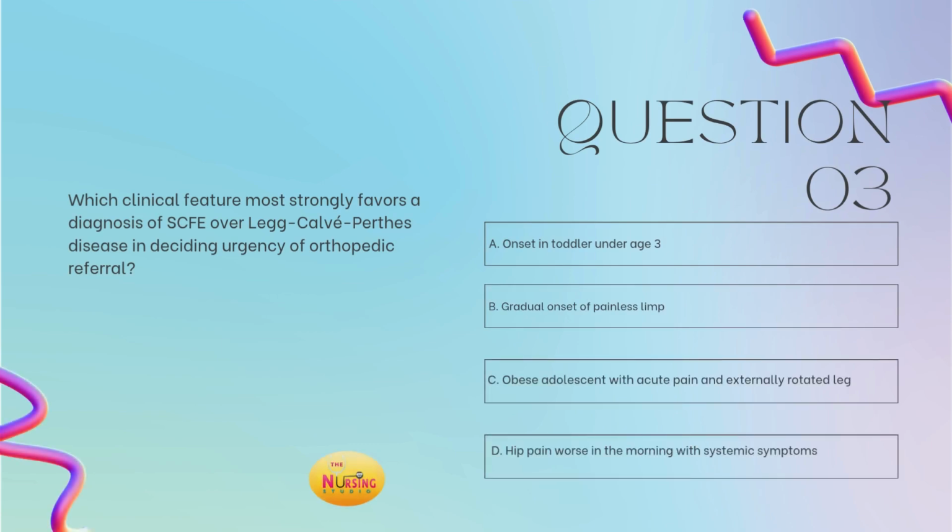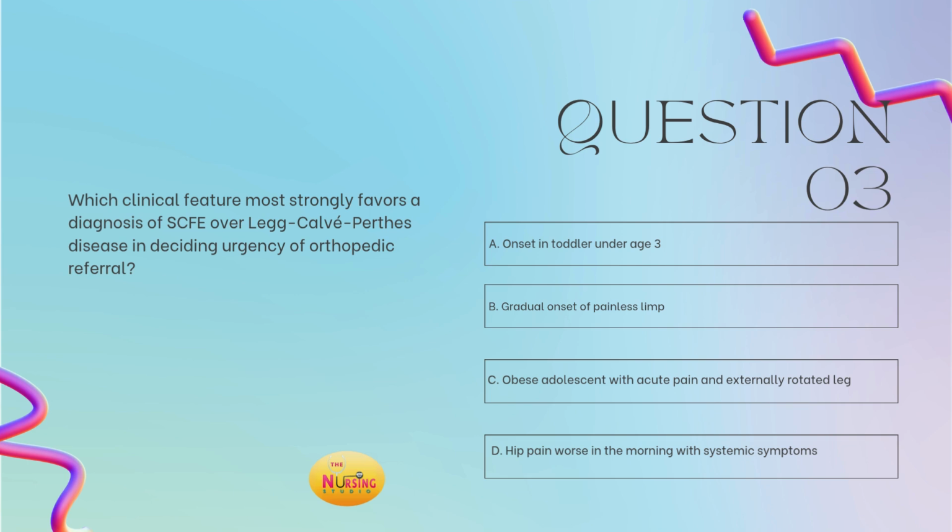All right, and question number 3. Which clinical feature most strongly favors a diagnosis of SCFE over Legg-Calvé-Perthes disease in deciding urgency of ortho referral? Is it A, onset in toddler under the age of 3? Is it B, a gradual onset of painless limp? Is it C, obese adolescent with acute pain and externally rotated leg? Or is it D, hip pain worse in the morning with systemic symptoms? Sorry. Take a moment and tell me what you got, y'all.